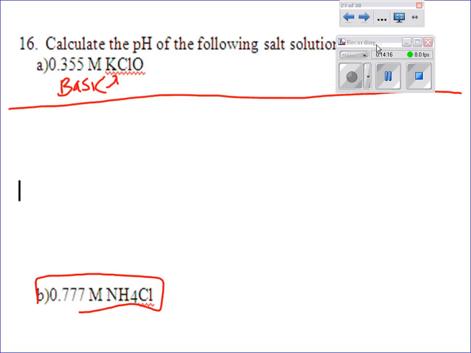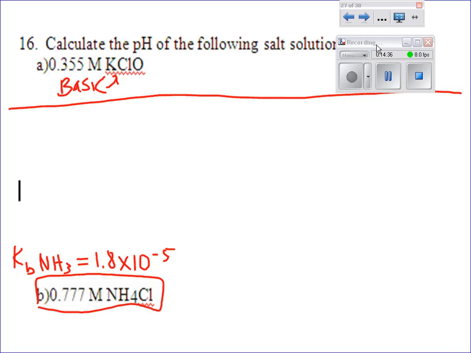The job is to find the pH of the following salt solutions. One piece of information I'll give you is that the Kb of ammonia, and this will be given to you or you'll have a chart to look it up on, is 1.8 times 10 to the negative 5th, the same as the Ka of acetic acid. It's weird, but it's true.